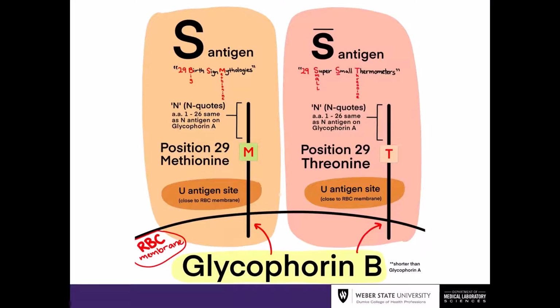Again, glycophorin B gene deletion is the most common cause of this. This potent form of anti-N can direct against both the N antigen and glycophorin B, causing hemolytic transfusion reactions.